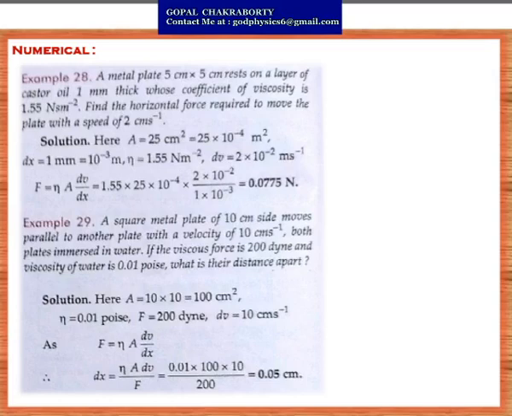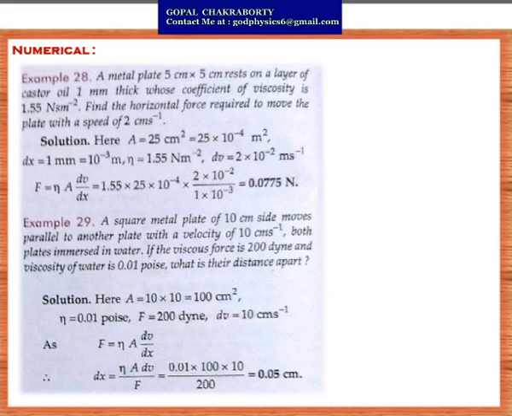Here, as you know, the given quantities are cross-sectional area A, that is 25 cm square, that means 25 into 10 to the power minus 4 meter square. dx equals 1 mm, that means 10 to the power minus 3 meter. Eta is 1.55 Newton per meter square, and dV equals 2 into 10 to the power minus 2 meter per second. As you know, the viscous force or dragging force can be written as F equals eta A dV by dx.